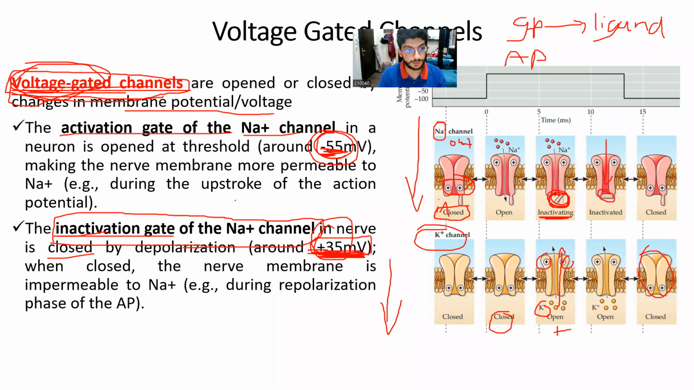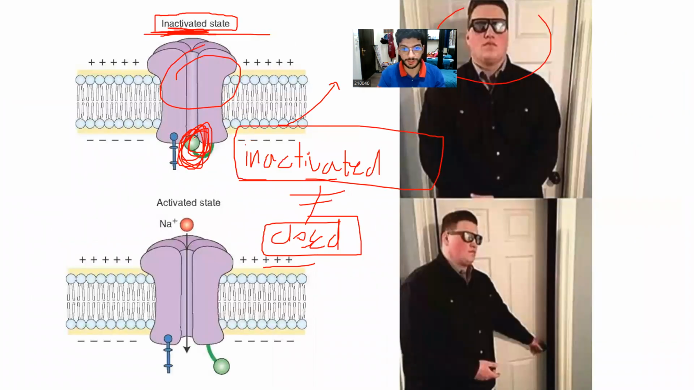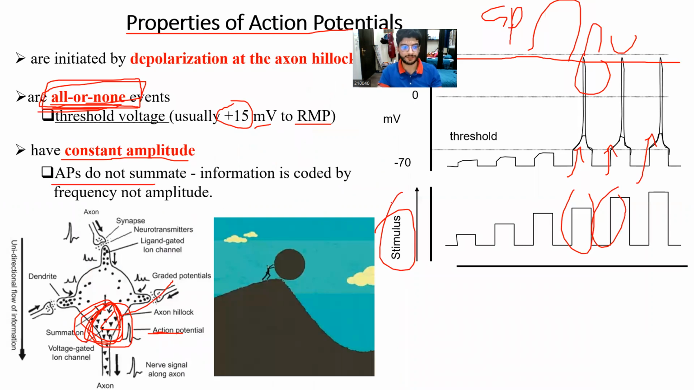The green ball, I don't know. This is a diagram I got off the internet. So it's just the thing that plugs the channel. Yeah, it's not very important. Anyways, so this is the action potential. These are its properties. Now we'll discuss how they propagate.